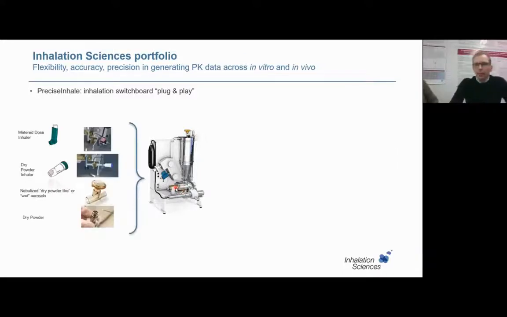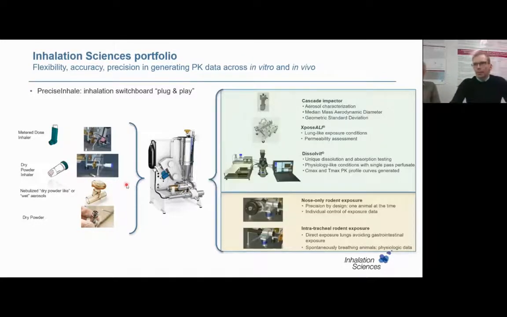We can work with dry powder as it is, APIs. Sometimes it's easier to work with solutions. Then we have an option for nebulizer. And you can also connect any type of inhaler, both DPIs and pMDIs. So it's very flexible on the input, but it's also flexible on the output. So on the output, we have both in vitro and in vivo modules.